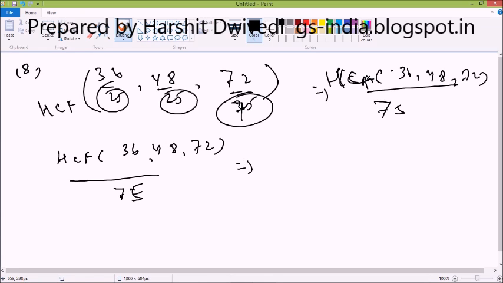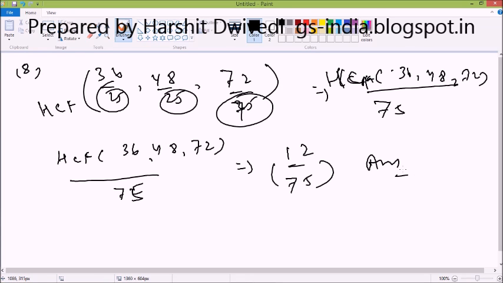But there is no need to do this. Just consider one number, 12. 36 is divisible by 12, 48 is also divisible by 12, 72 is also divisible by 12. I'm not telling you how the HCF of 36, 48 and 72 comes out as 12, because I have already told you in my initial videos. So I'm directly writing the HCF of 36, 48 and 72 as 12, divided by 75. This is your answer.